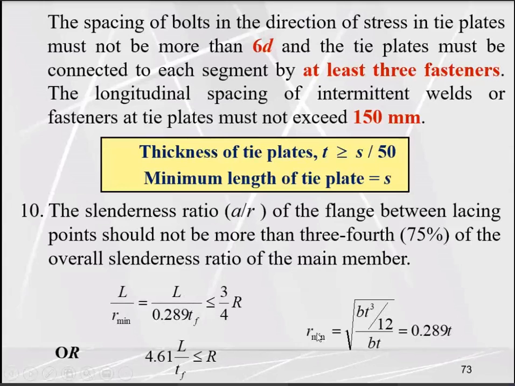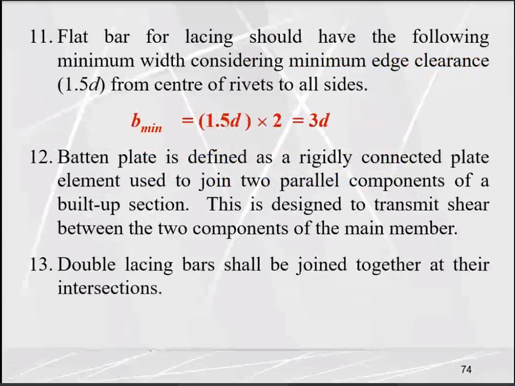If we substitute the R value over here with R minimum for a flat plate, and bring the 3 by 4 to the other side, the length of the unconnected portion of the flange divided by the thickness of the flange, multiplied by 4.61, should be less than the R value, the overall slenderness ratio. We need to satisfy it to avoid local flange buckling.